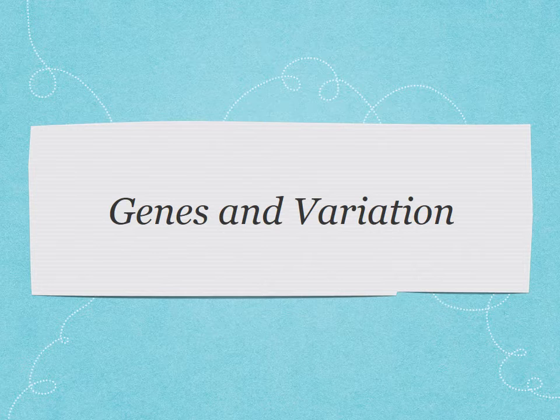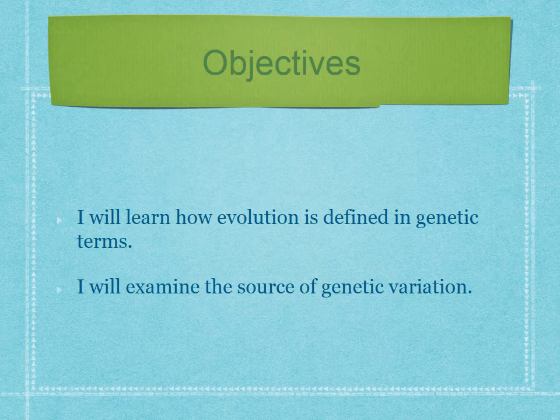But we're going to start chapter 17, and we're going to be talking about genes and variation. Your objectives are going to be: you will learn how evolution is defined in genetic terms, and you will also examine the source of genetic variation, which we'll see there happen to be three.